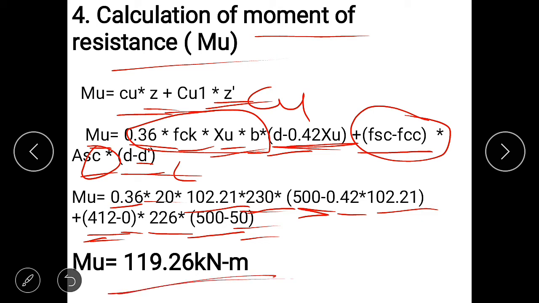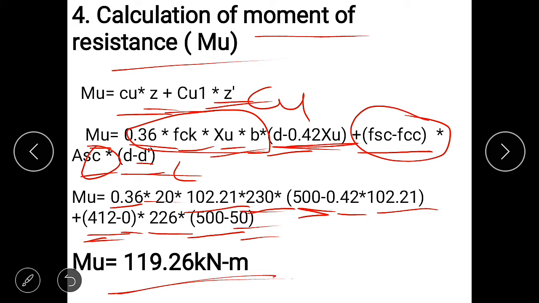Mu is 119.26 kilonewton meter, or 119.26 into 10 to the power 6 Newton mm. So it is Mu, the moment resistance. In this numerical we calculate XU and XU max, then compare XU and XU max, then decide which category the section falls in. After that we calculate the moment resistance.